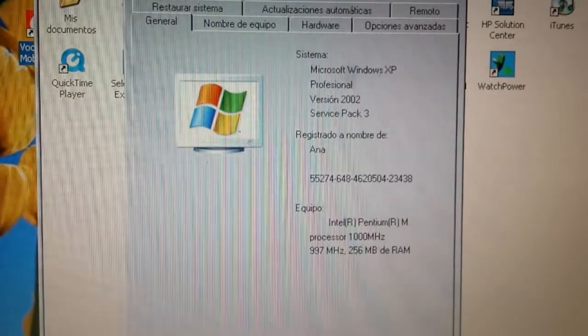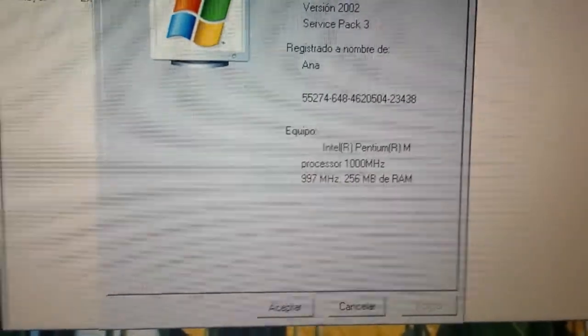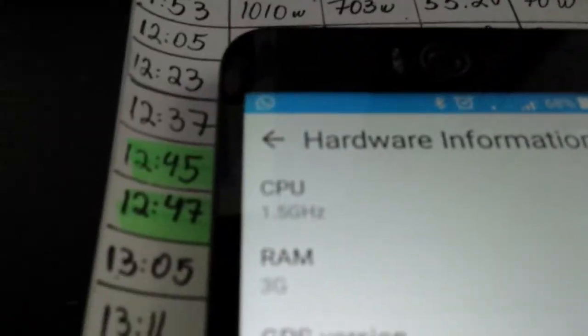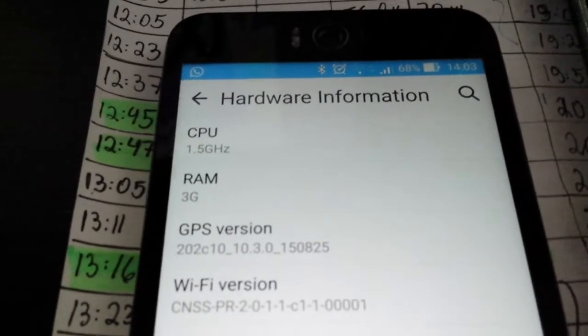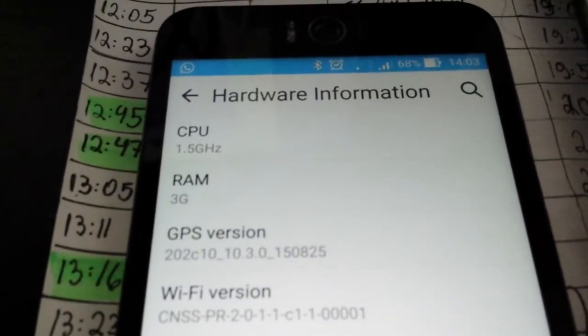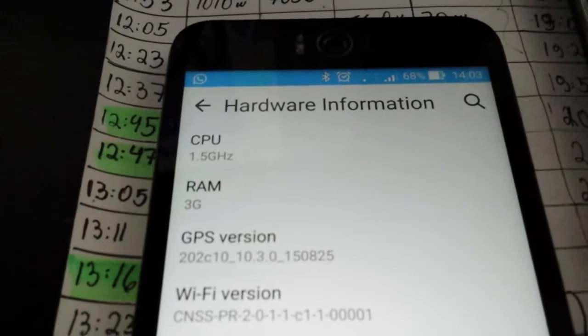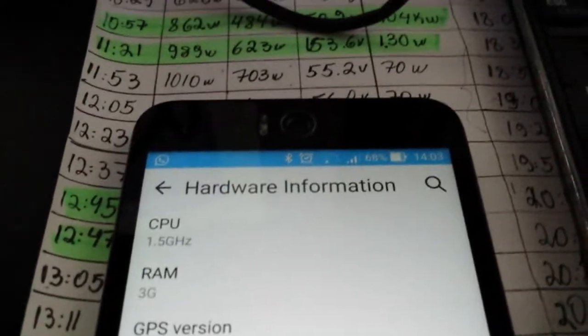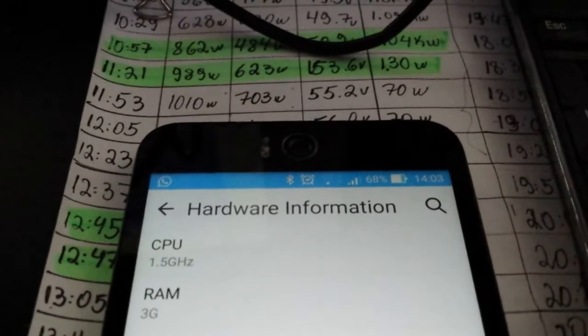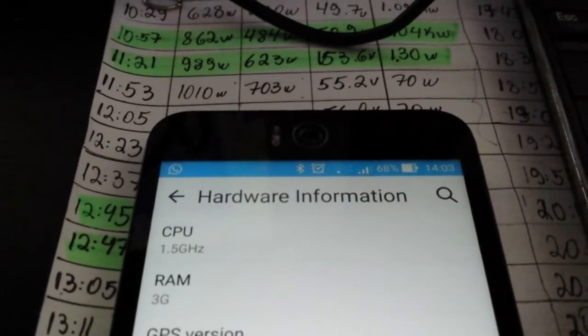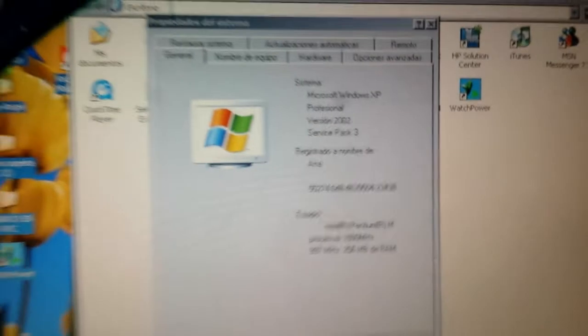As you can see, this old laptop has 256 megabytes of RAM, you know. My new telephone there has 3 gigabytes of RAM, and 1.5 gigahertz of CPU processing power. So as you can see, this is from the early 2000s, but it was a very nice piece of machinery.